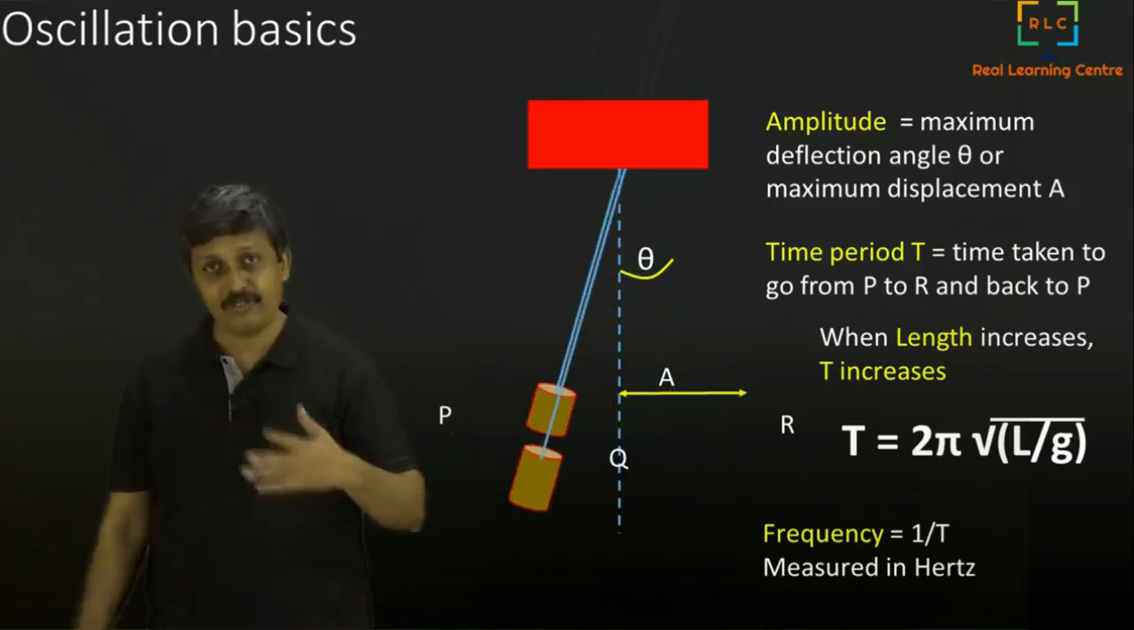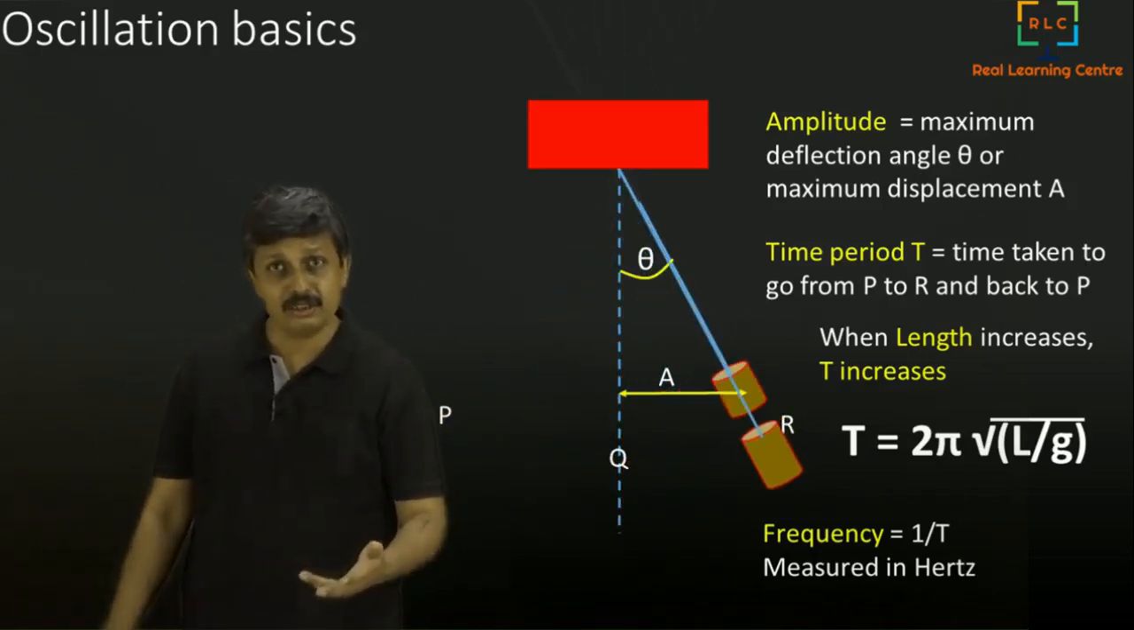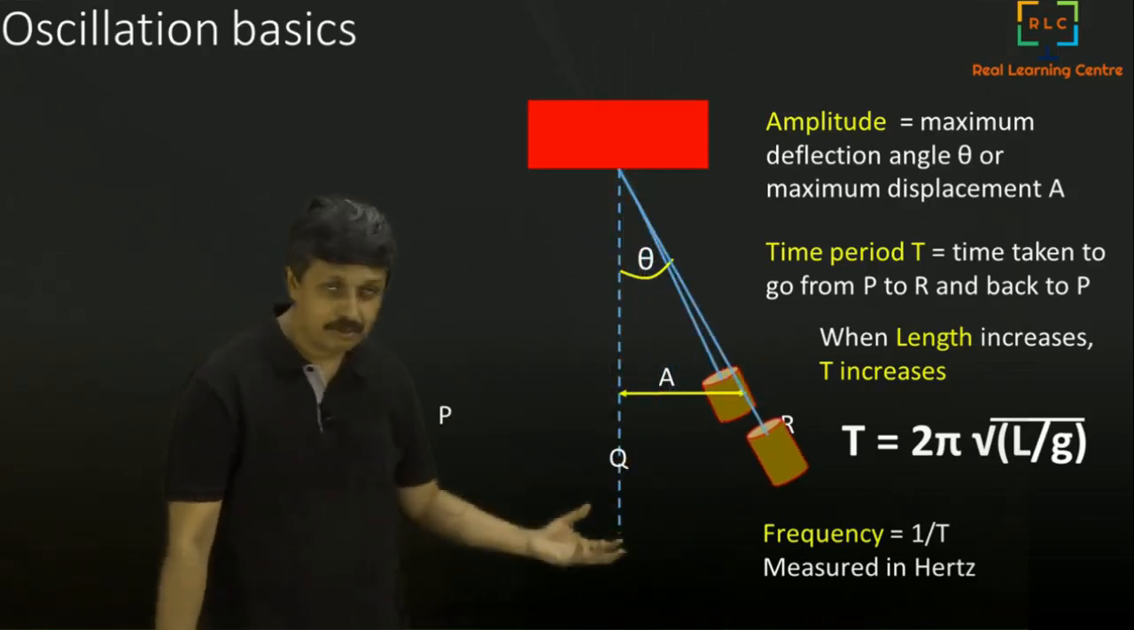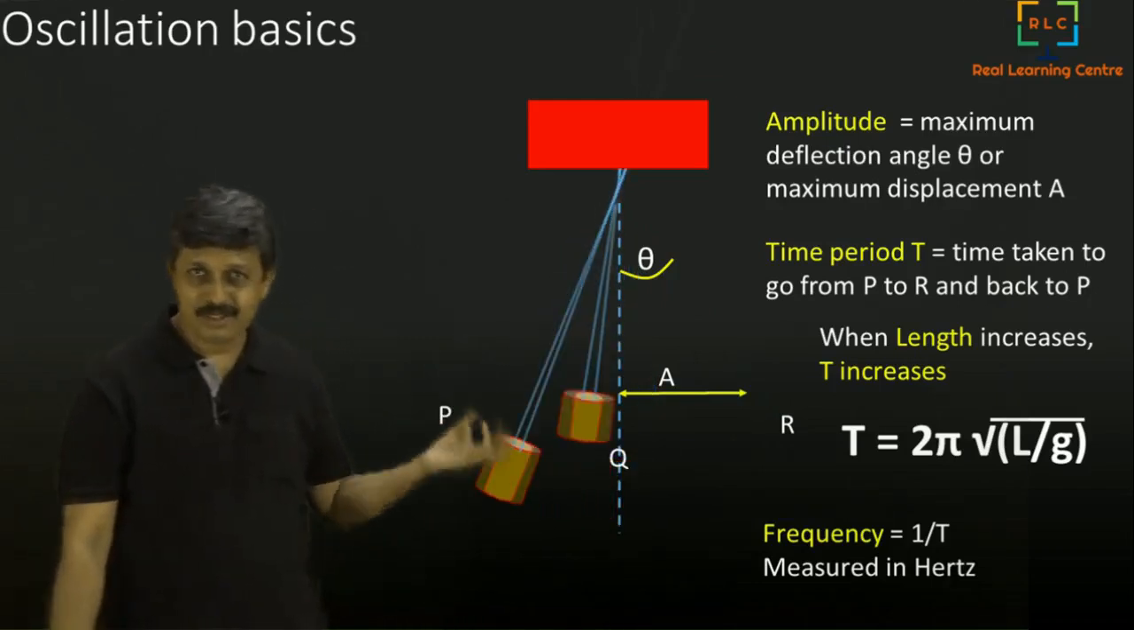Okay, it is possible that frequency can be very high, 100 hertz, 200 hertz, 500 hertz, kilohertz, megahertz. But not for the physical pendulum. This kind of a pendulum can only be in some few hertz.